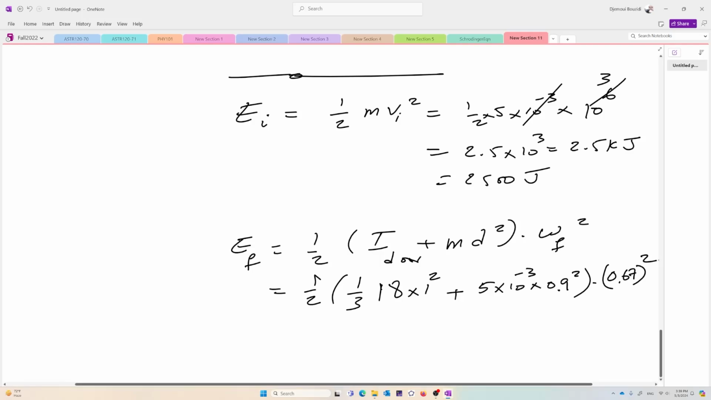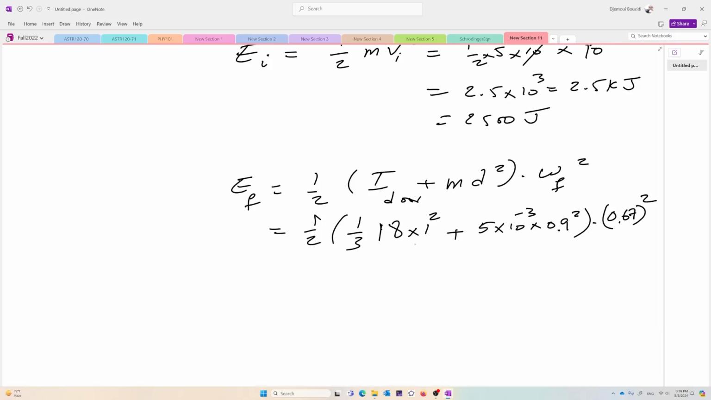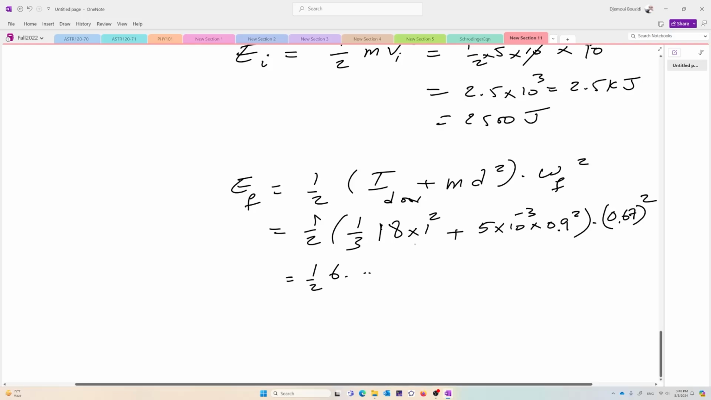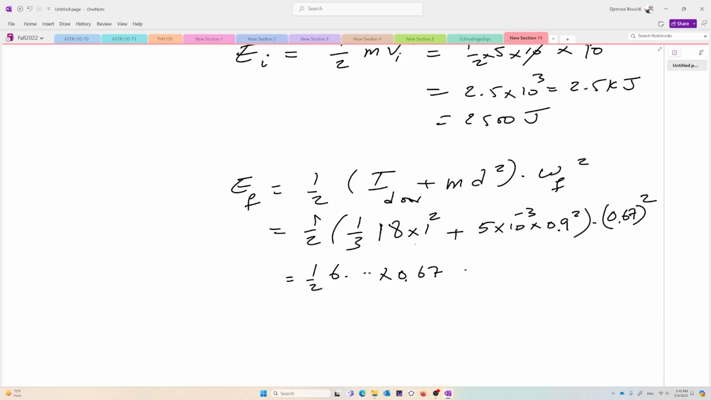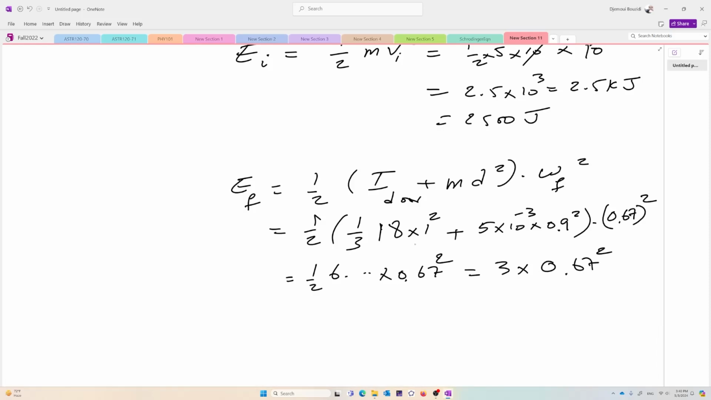Okay, you guys are going to do it more accurately, okay? So 1/3 times 18, that's 6. 6 plus this tiny number, which is still a tiny number. So it's roughly 1/2 of a 6, plus some change, times 0.67. 1/2 of a 6, that's 3. So it's a 3 times roughly 0.67 squared, that is. 0.67 squared, okay? I'm gonna just see if I can get GeoGebra going for me quickly.